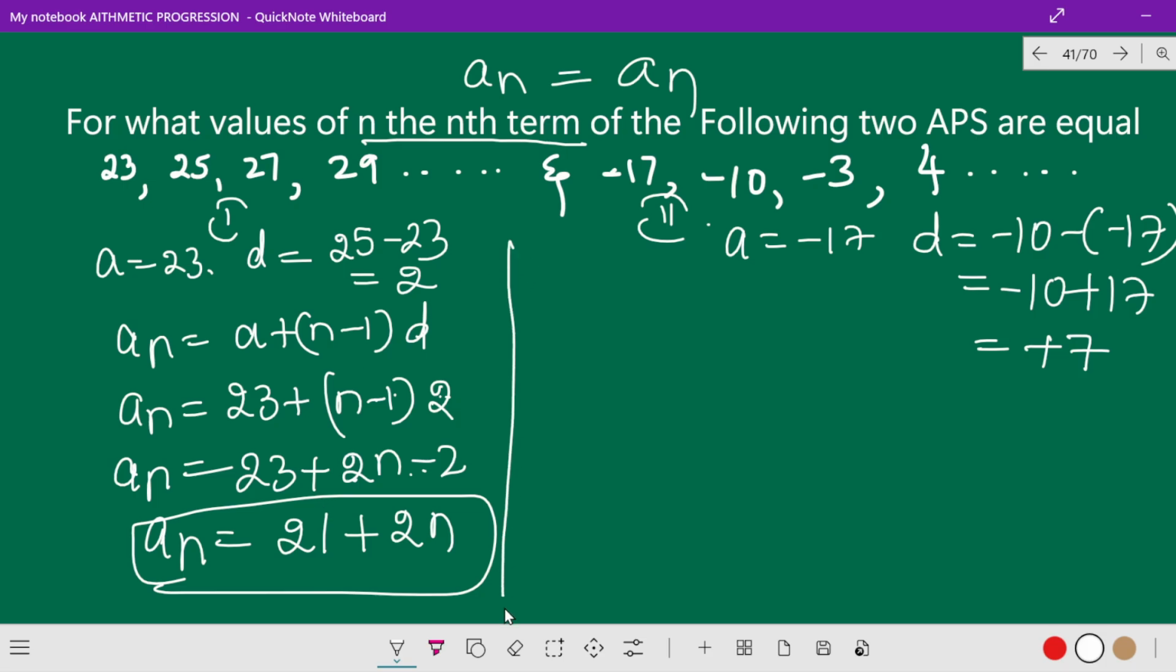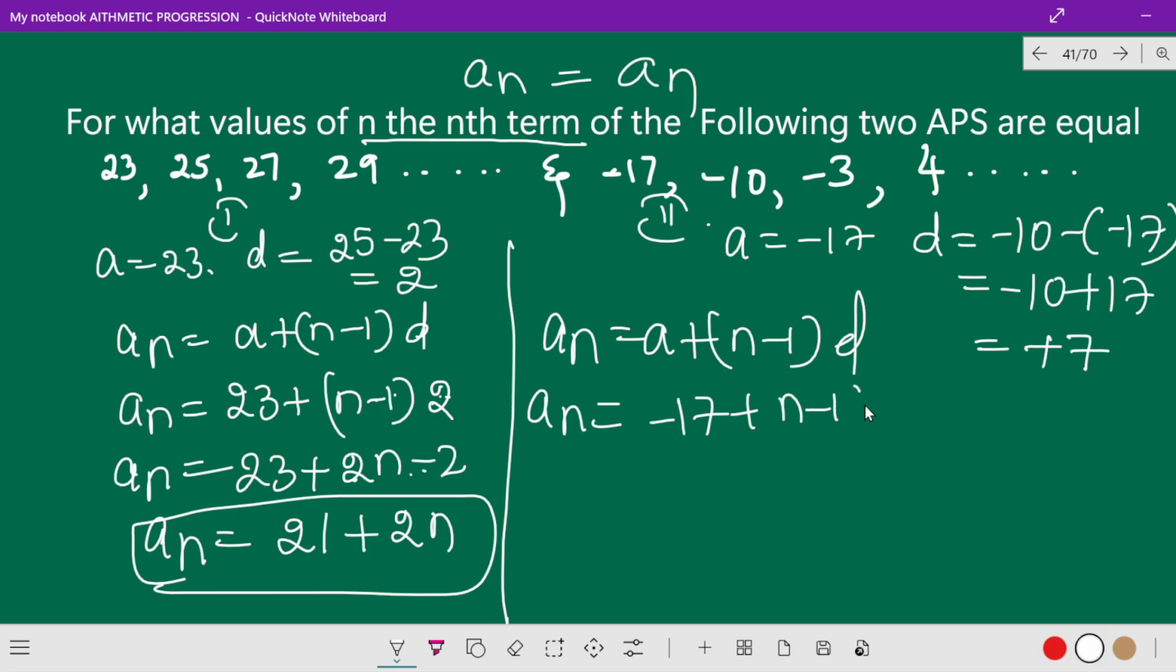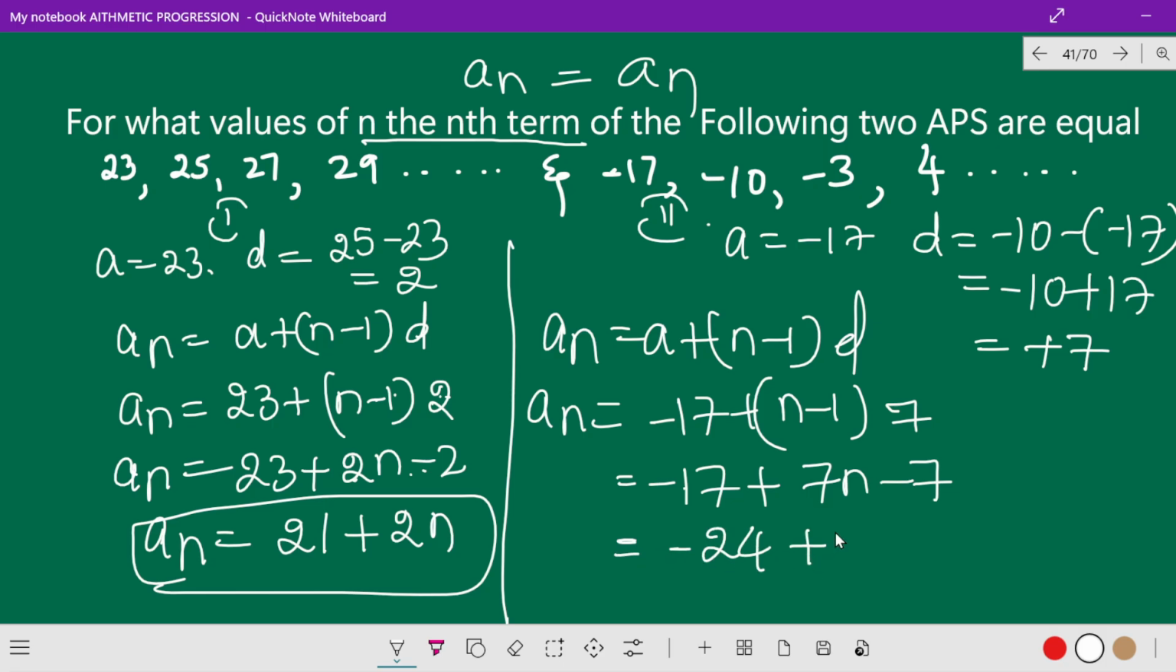Then the second equation will be here again. AN is equal to A plus (n minus 1) into D. Here AN is equal to A value, minus 17, plus (n minus 1) into 7. So this is minus 17 plus 7n and minus 7. Minus 17 minus 7 will become minus 24 plus 7n. So this is my AN.